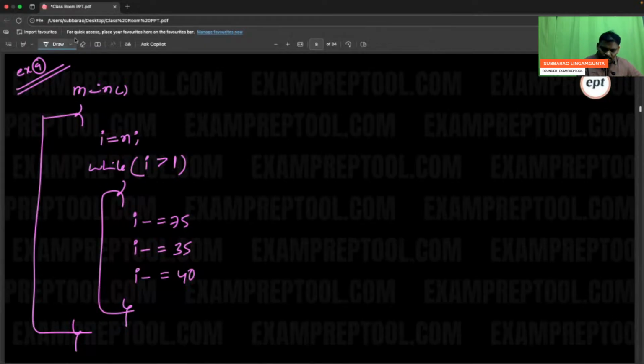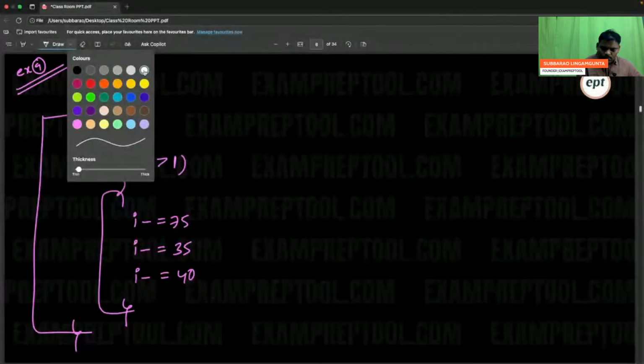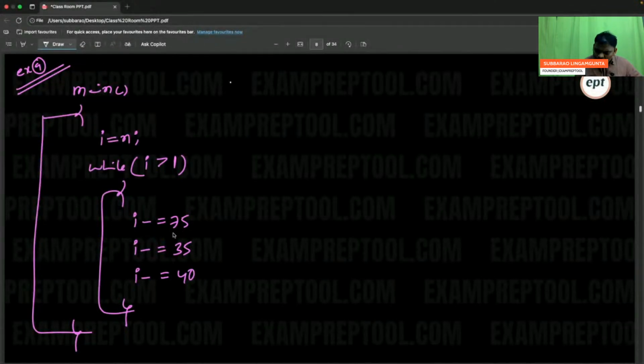So let's see this. What is the answer? First 75, next 35. 75 plus 35 is 110, plus 40 is 150. So 150 overall if you observe, so minus 150 overall. If you want, I will give the proof also. Can you see the proof?